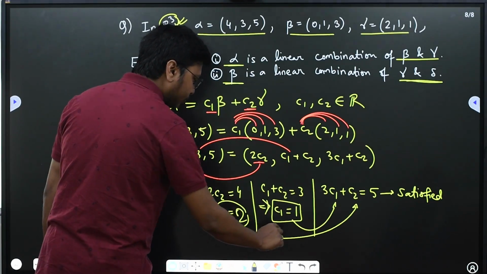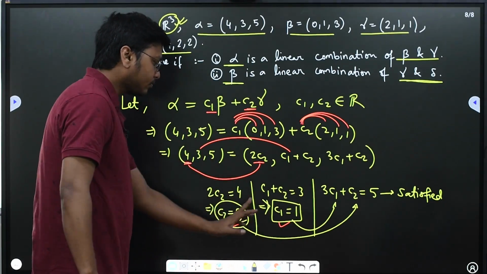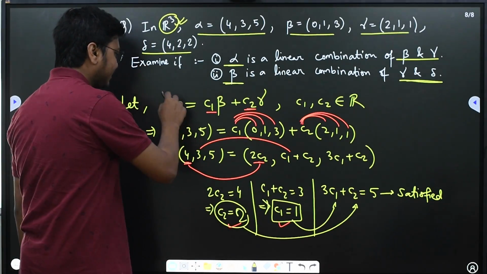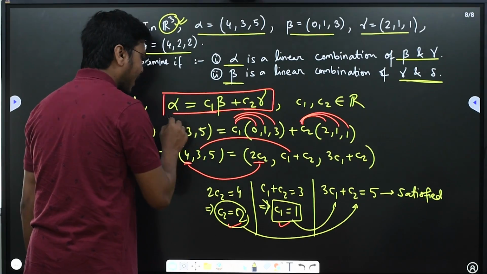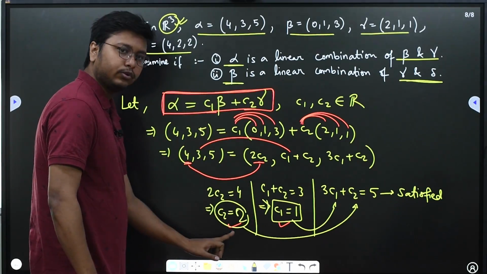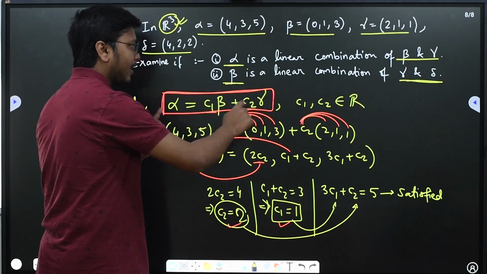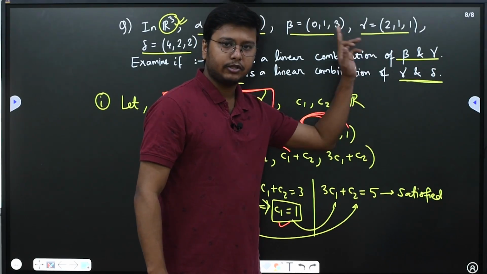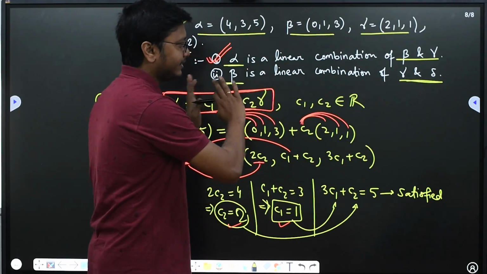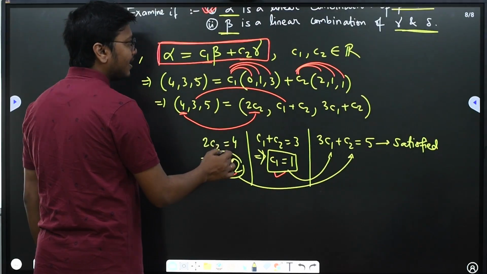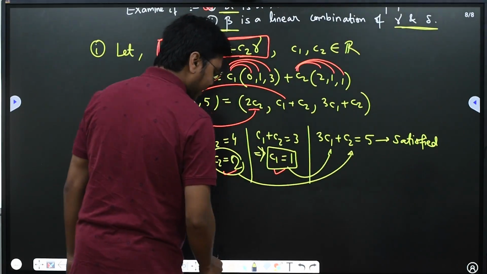So these values of C1 and C2 exist, and these are real numbers. Hence this expression is valid for C1 equals 1 and C2 equals 2. If this expression is valid, then obviously alpha can be written as a linear combination of beta and gamma. So that's established. Coming to number 2, now we need to check whether beta can be written as a linear combination of gamma and delta.